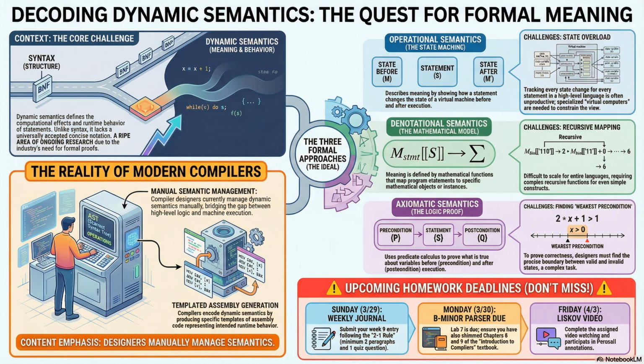Denotational semantics gives us the elegant, recursive mathematical mapping. And axiomatic semantics gives us rigorous, boundary-driven logical proofs. Right. Yet none of them perfectly bridge the gap between formal proof and automated compiler generation for everyday software. Which brings us right back to the lab. The automated dream of dynamic semantics remains an exciting, unsolved frontier.